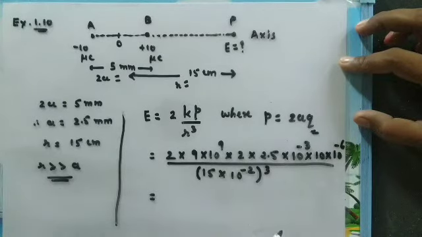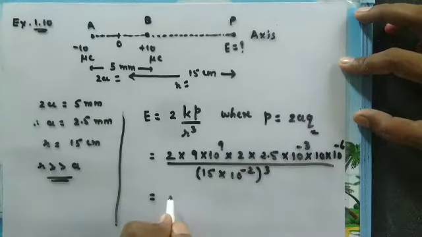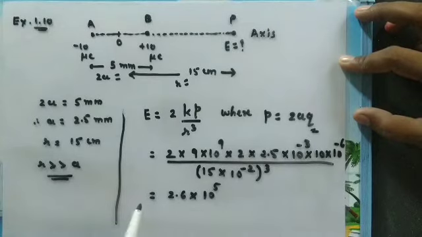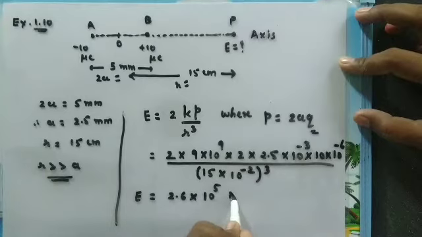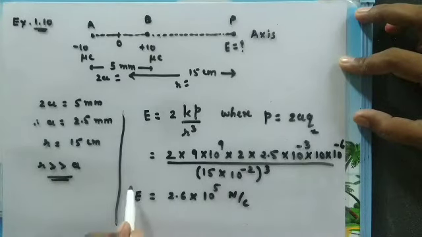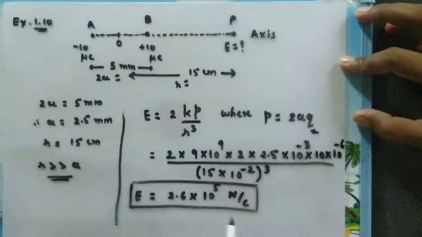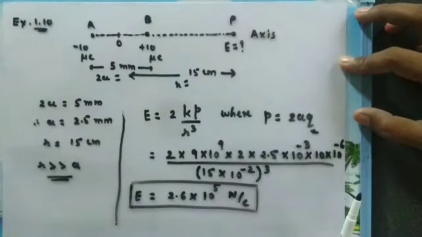Now after putting the values, you can easily calculate this using a calculator and you will get this answer as approximately 2.6 into 10 raised to 5, and the unit of electric field E is Newton per coulomb. So this is the value of the electric field on the axis of a dipole.